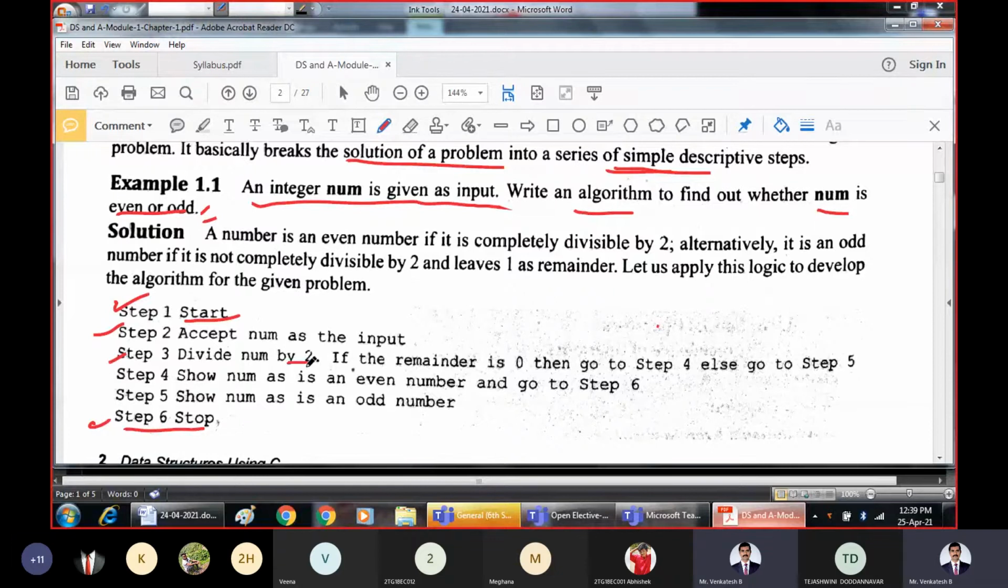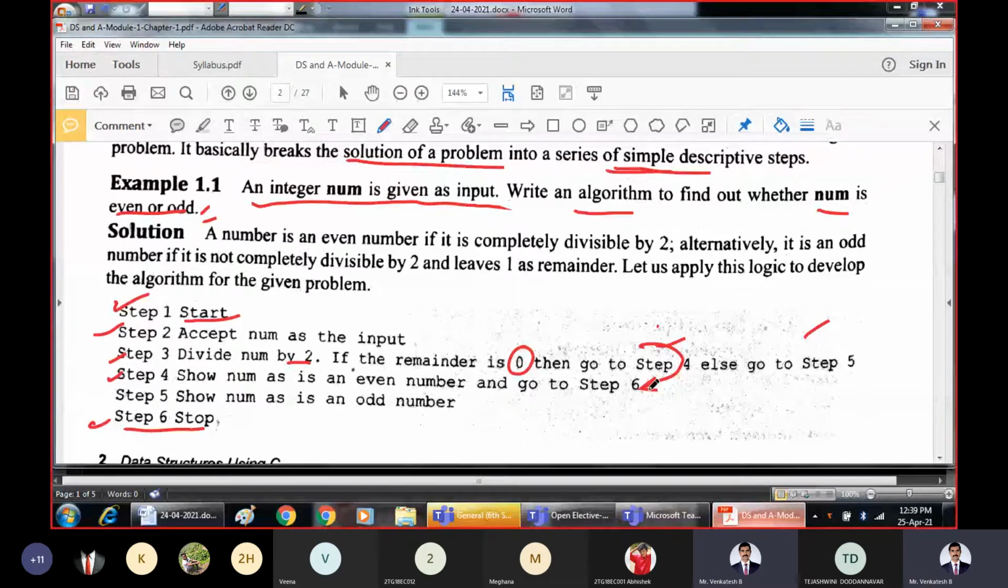Divide the number by 2. As I said, divide the number by 2. If the remainder is 0, then go to step 4, else go to step 5. There are only two possibilities whenever you divide a number by 2. The remainder, either you may get 0 or you may not get 0. If you get 0, then immediately from here you will be going to step 4.